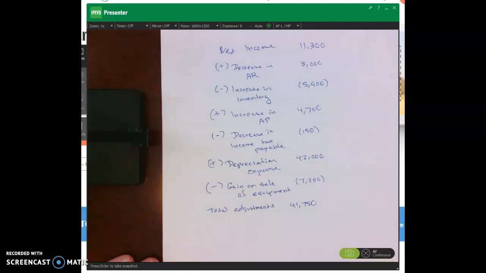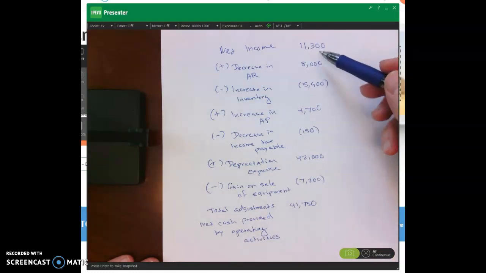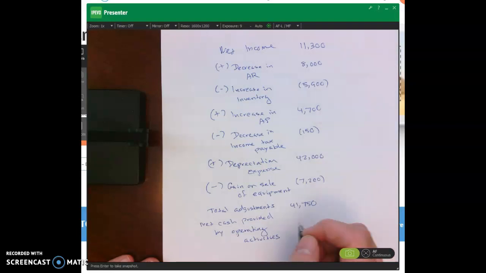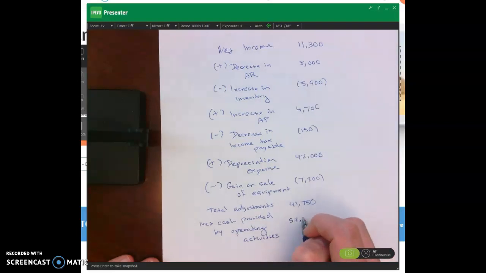$41,750. Then what I can do is say net cash provided by operating activities: $11,300 plus my adjustments gives me my $52,750. And that is my net cash provided.